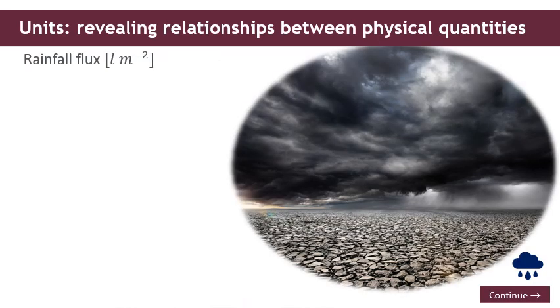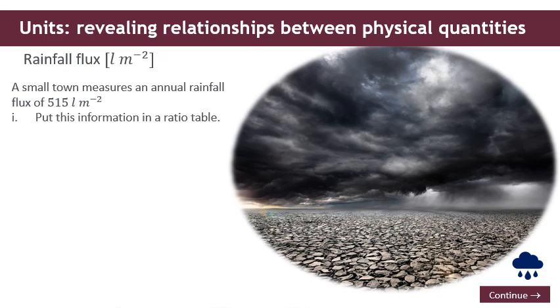Right, here's a physical quantity I just made up. Rainfall flux in liters per square meter. A small town measures an annual rainfall flux of 515 liters per square meter. Can you put that information in a ratio table, please? Click continue when you're done.